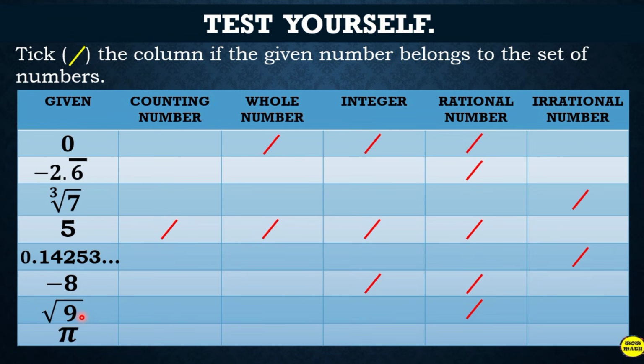And the last one, we have pi. So, pi is 3.14, approximately 3.14, no? And that is an example of non-terminating and non-repeating decimal. So, that is under irrational number.